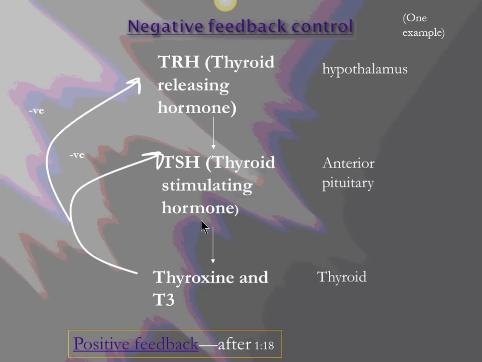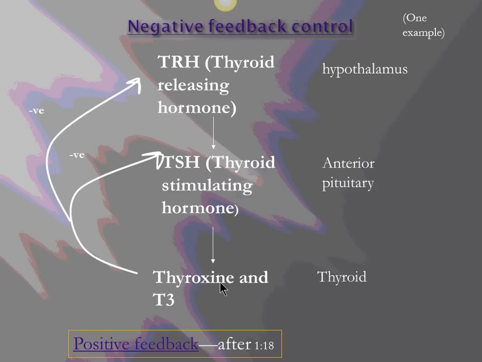So as I said earlier, we have feedback control. All of the endocrine organs, or most of them, are under what is called negative feedback control. One good example is here: thyroid releasing hormone from the hypothalamus causes secretion of thyroid stimulating hormone from the pituitary, which acts on the thyroid gland, which produces the hormones thyroxine and T3. When the levels of thyroxine and T3 become adequate in the blood, this acts negatively on the pituitary and on the hypothalamus, so that no more TRH and no more TSH is produced.